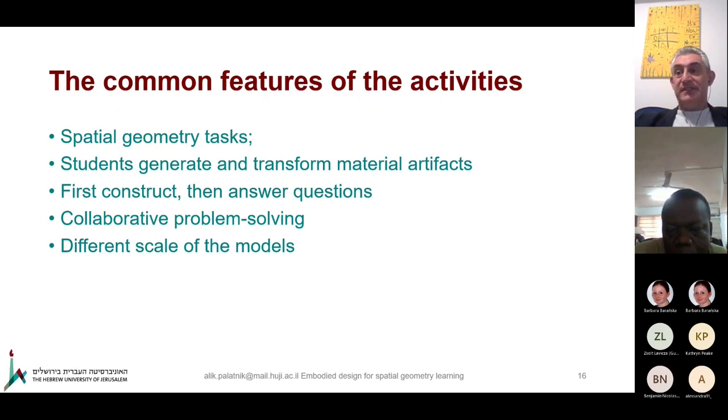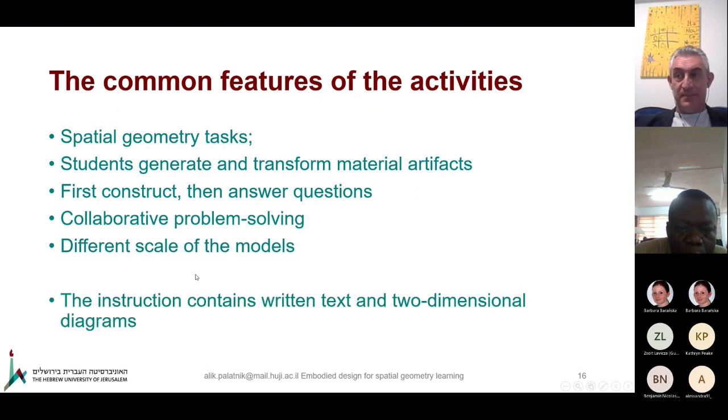The models are on different scales. So, for instance, we can work with something which looks like this, something which I can hold in my hand. But also, as you will see, we can work with something which is much bigger, like human-sized models. I will explain it a little bit later. And the instruction which I'm giving them, the semiotic means, contains text and two-dimensional diagrams. So they are not provided with a ready 3D model. They have to construct it mostly by textual and two-dimensional instruction.